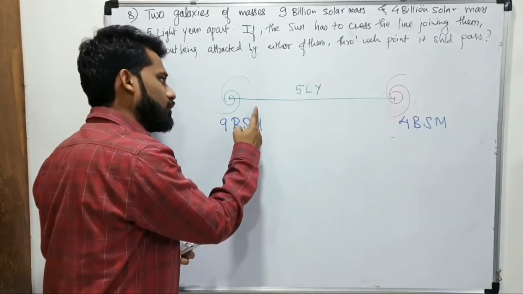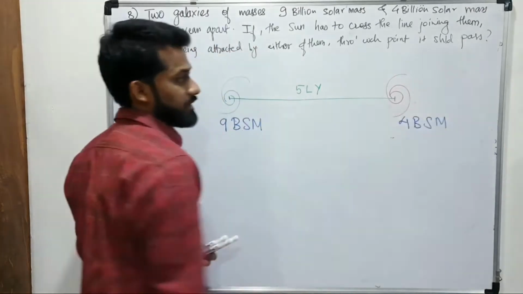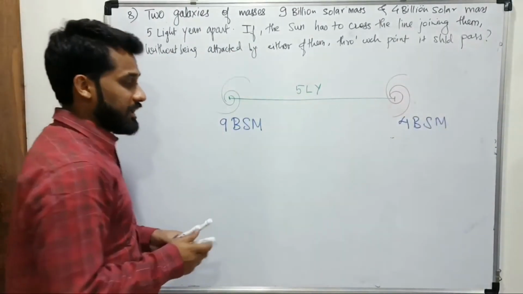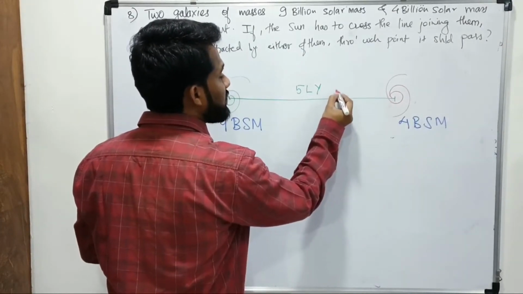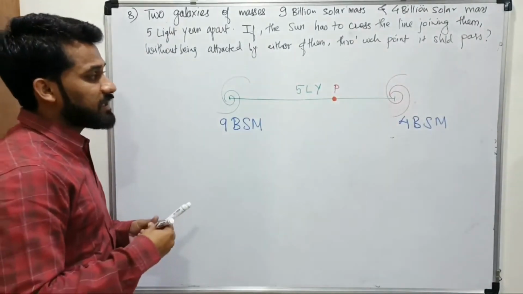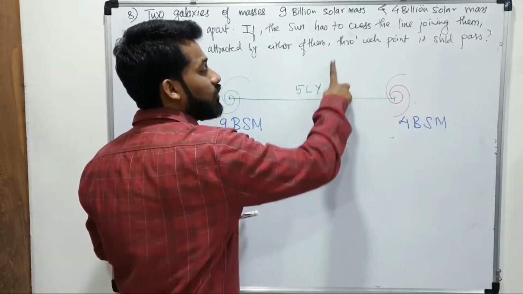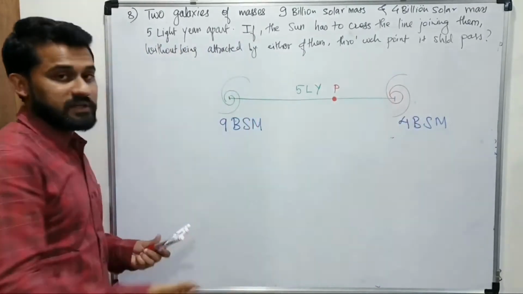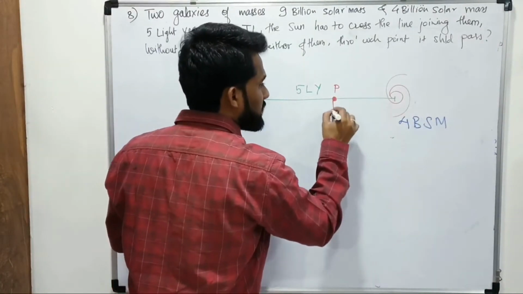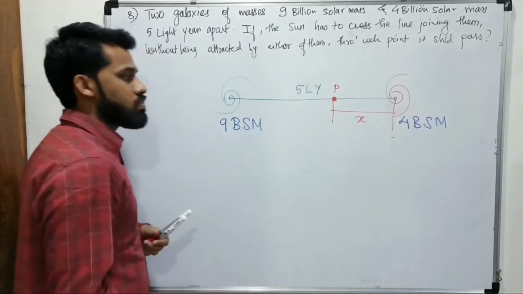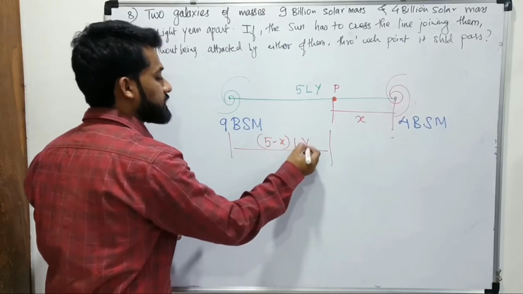Now, if it passes very close to this galaxy, this will attract it. Or if it passes very close to that galaxy, that galaxy will attract it. So we have to find that point where the sun, if it passes, will experience no force. Let us say that is the point P. If the sun passes through this point P and crosses this line, it will feel no force because both the forces of attraction will cancel out. Let us say the distance of point P from the smaller galaxy is x. So from the larger one, the distance will be 5 minus x light years, right?